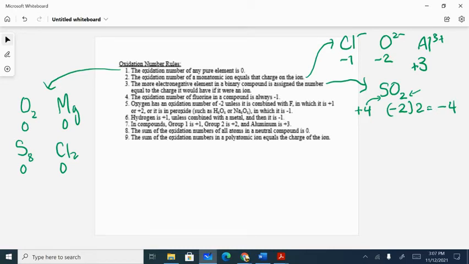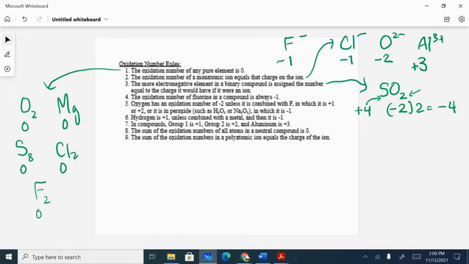The oxidation number of fluorine in a compound is always -1. So you can count on fluorine to be -1, unless it's standing by itself as F2, then its oxidation number is 0. But if it's an ion, its oxidation number will be -1. Oxygen has an oxidation number of -2 unless it's combined with fluorine. Fluorine is the bossiest one. Or in a peroxide, where it's -1.